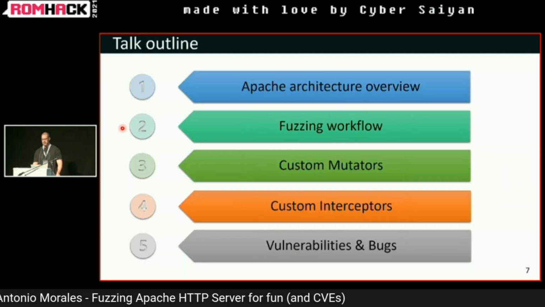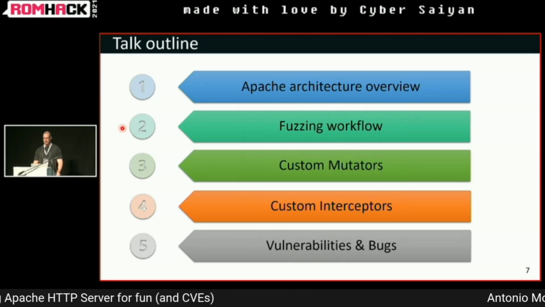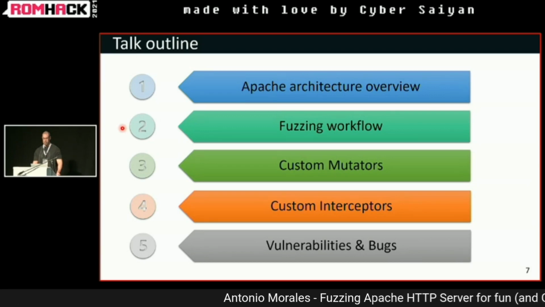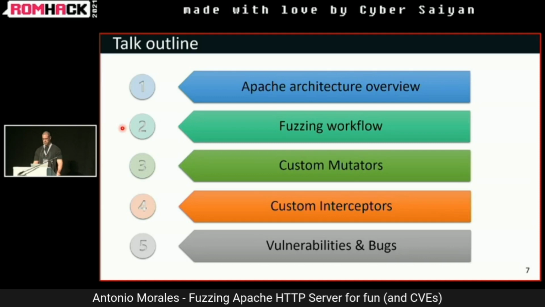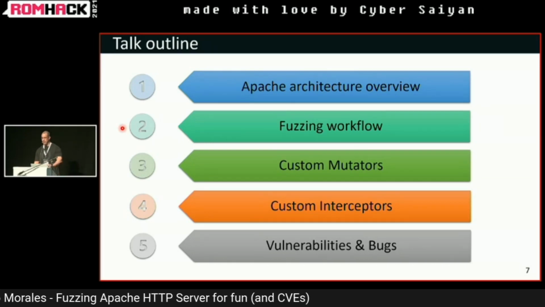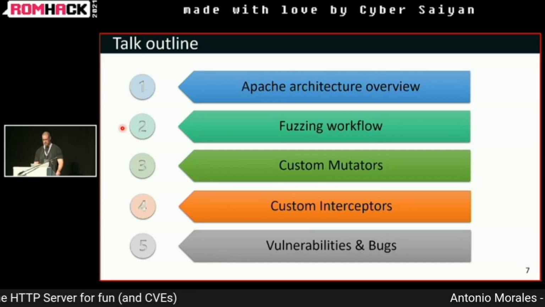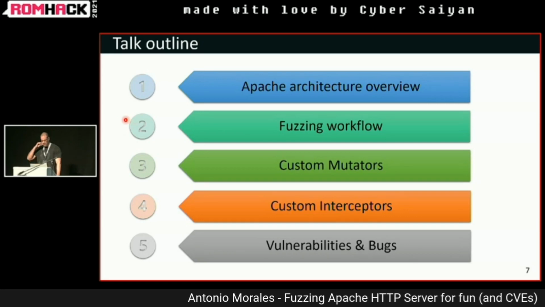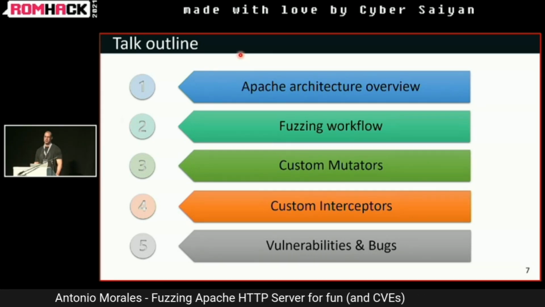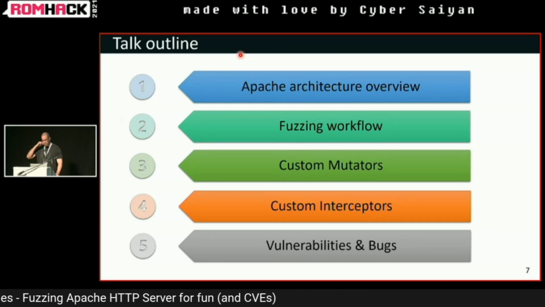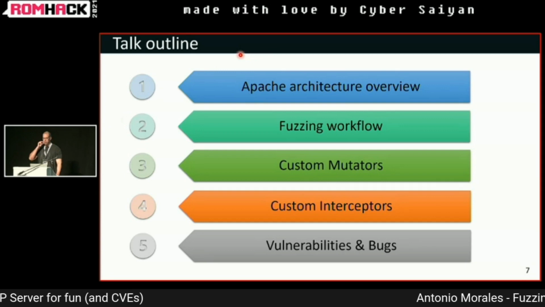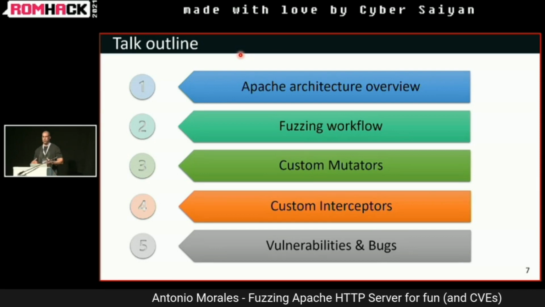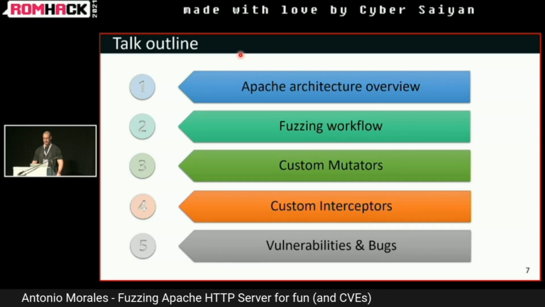Okay, so the agenda for today has these 5 points. In the first one, I will show you a brief introduction about the Apache architecture. In the second one, I will show you a summary of my fuzzing workflow. Then I will go over some of the custom mutators that I have built and why I have built these custom mutators. After that, I'm going to explain some of the custom interceptors that I have created. And in the last point, I will show you some of the vulnerabilities and bugs that I have discovered.